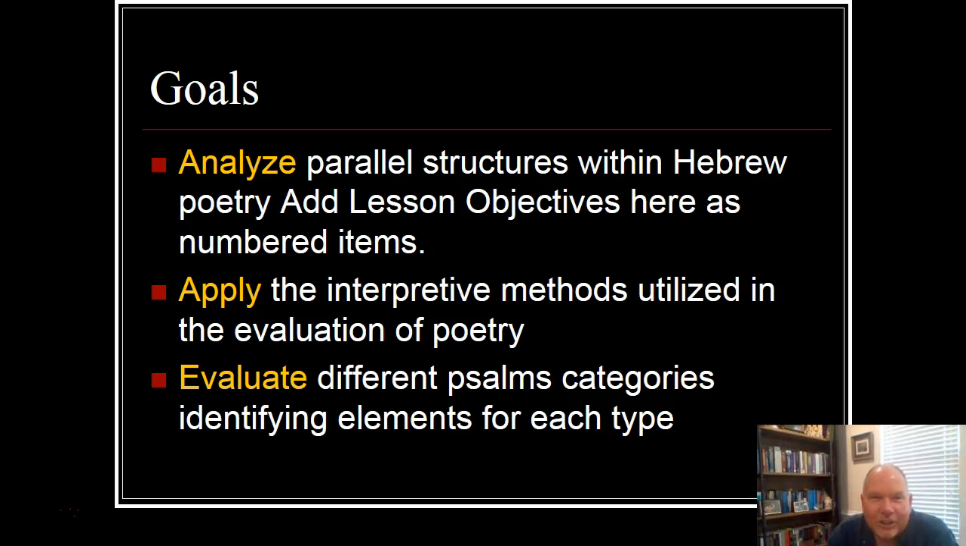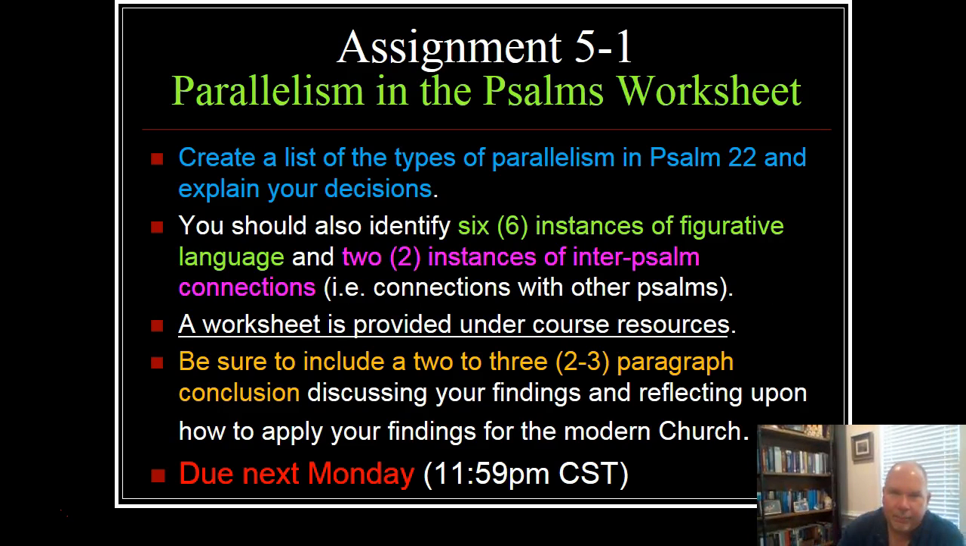So analyze parallel structures within Hebrew poetry. Apply the interpretive methods utilized in the evaluation of poetry, which may be new to you. And then evaluate different psalm categories, identifying elements for each type.